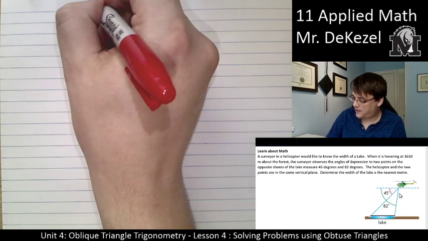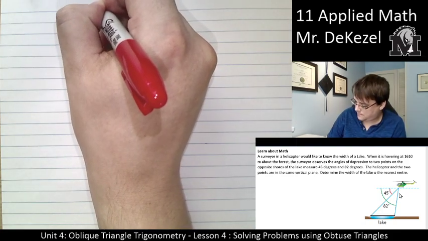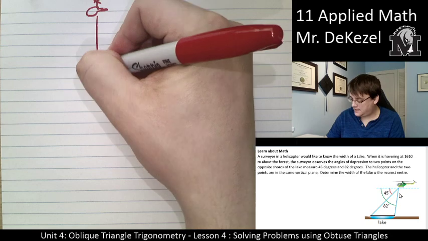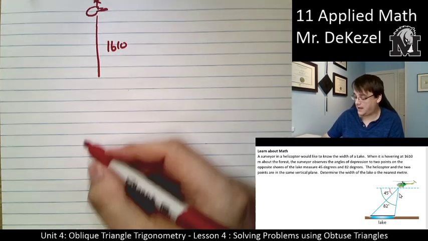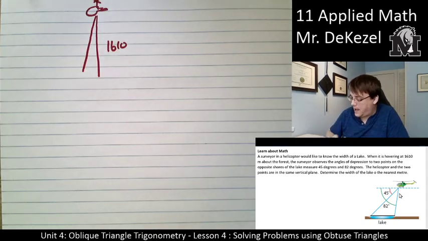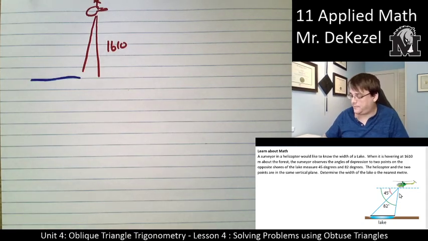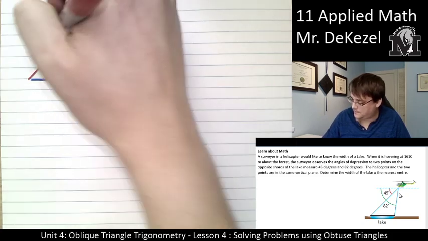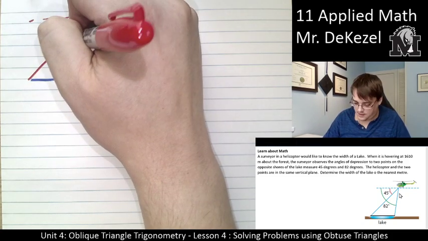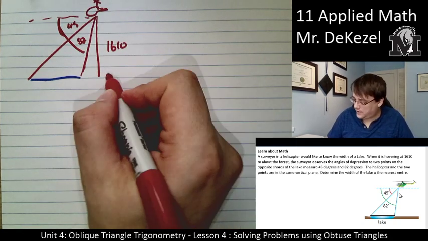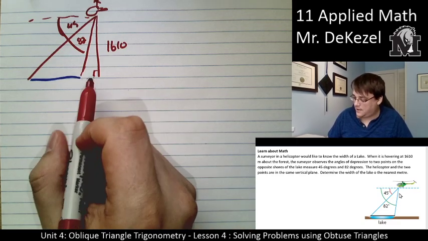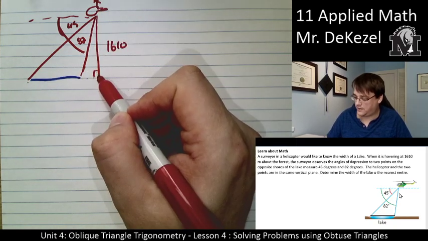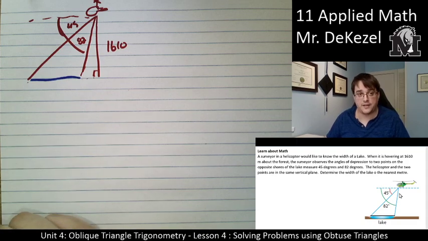First of all, we have our helicopter. Perfect helicopter. It already said that it is 1610 above the ground. Now, we are looking at, I'll make the lake blue. We're looking at the lake as well. And we have an angle here of 45 degrees, and an angle here for the large one of 82. So what I'm going to do is turn this into a right angle triangle, and find the distance from the helicopter to this edge of the lake and the distance from the helicopter to this edge of the lake and subtract them to find the whole thing.